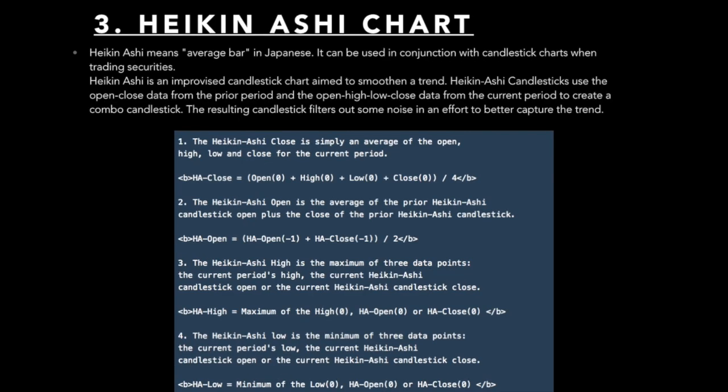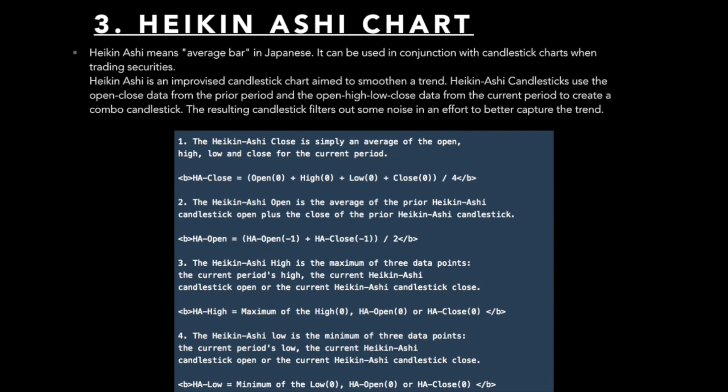Number 3, Heikin-Ashi chart. Heikin-Ashi means average bar in Japanese. We have decided to spend more time on the Heikin-Ashi chart because bar charts are least used these days, everyone knows about candlesticks, and Heikin-Ashi is another improvised form of candlesticks which not many are aware of. Heikin-Ashi is an improvised form of candlesticks which is gaining humongous popularity of late. Heikin-Ashi is an improvised candlestick chart aimed to smoothen a trend.